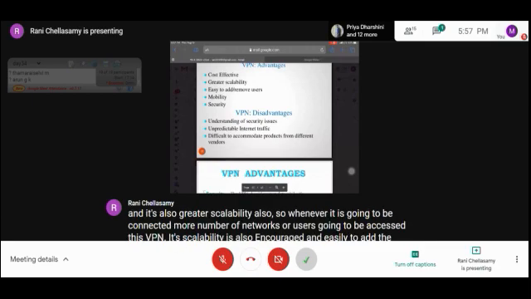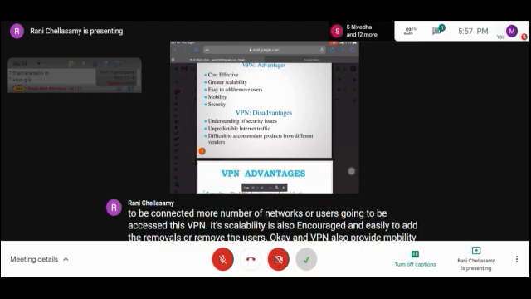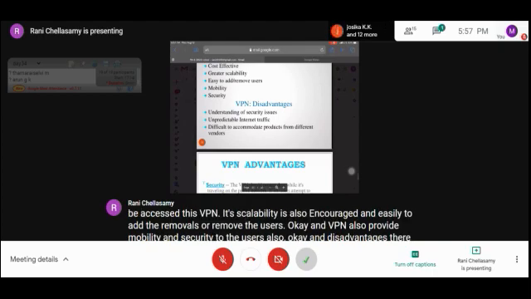And disadvantages: understanding of security issues, unpredictable network traffic, and difficulty accommodating products from different vendors.